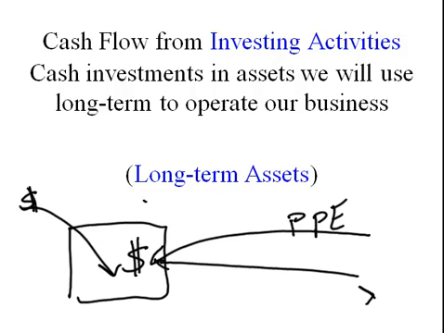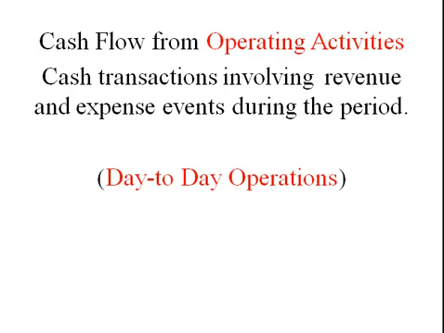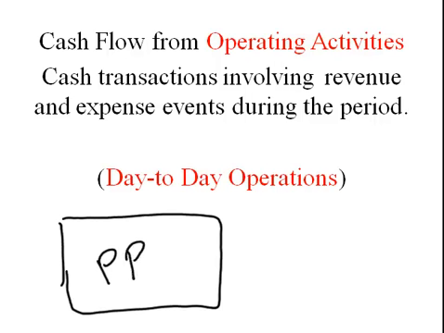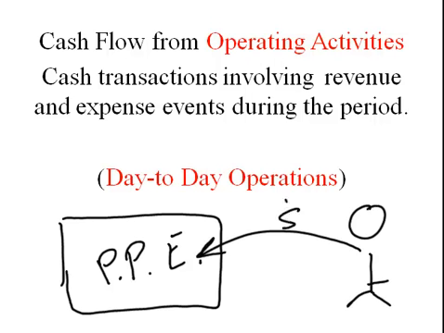When we acquire long-term assets, once we have the land, building, machinery, and equipment in place, our property, plant, and equipment assets, we will use those assets for day-to-day operations, at which point customers will start giving us cash in exchange for products or services that we render to them. The day-to-day operation of our business are the cash flows which fall into the operating activity category.